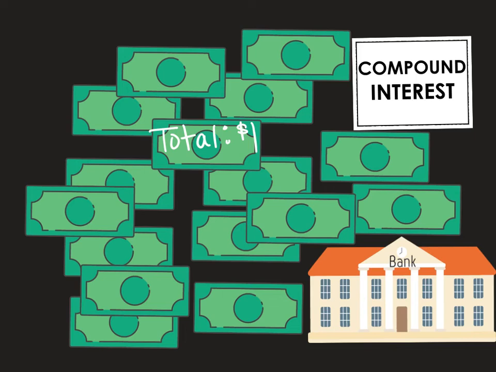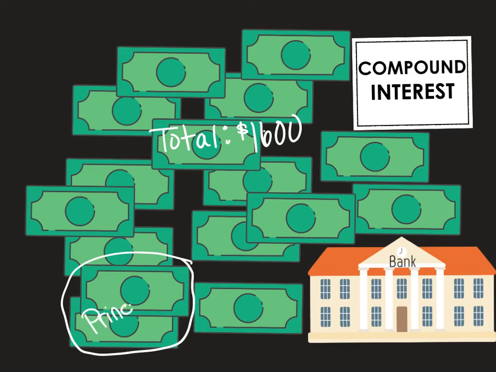But if you remember, my principal amount was $200. So what I'm going to do is I'm going to isolate these $200 right over here in the corner, and I'm going to remember that that was my principal amount. I started with only these $200. So now let's think about this. If I have a total of $1,600, but I started with $200, how much interest did I earn?